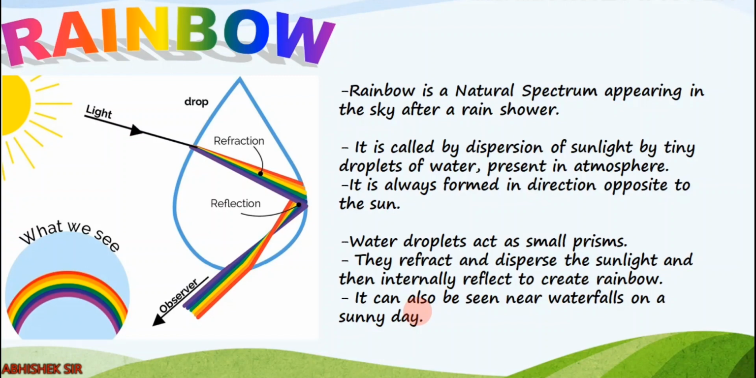In case, without the monsoon season, you want to see a rainbow, it can also be seen near waterfalls on a sunny day. Because when water is falling, there is mist, small droplets of water, and if you see them, you can see the rainbow. So a rainbow can also be seen near waterfalls on a sunny day. Overall, here we have 5-6 different points. Remember at least 4 points and write them in the exam. Clear? So that is all about rainbow.